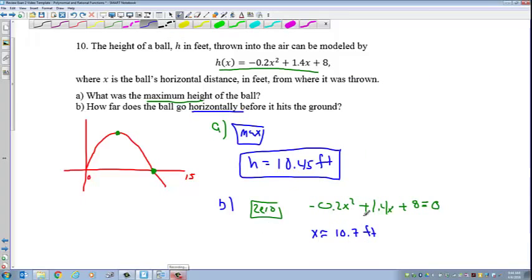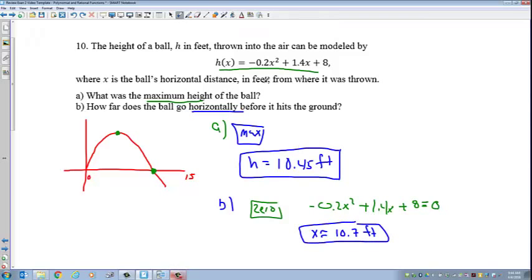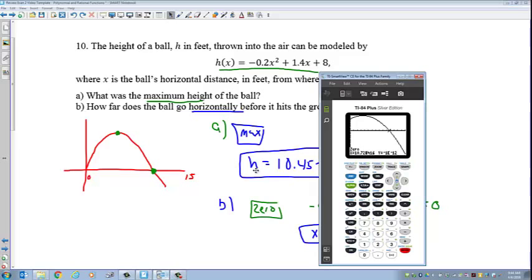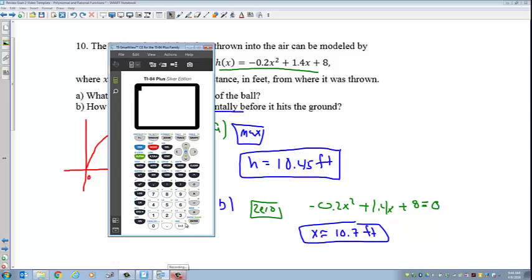All right, you can check your work by simply plugging 10.7 into the formula. So let's see what happens when we do that. If I was going to check my work, I'd hit negative 0.2 times 10.7 squared, and then add 1.4 times 10.7, and then plus 8. And I should get a number close to 0, which is 0.082. So it's close enough. There were some decimal places that I rounded off, but it's close enough to 0 to make it work.